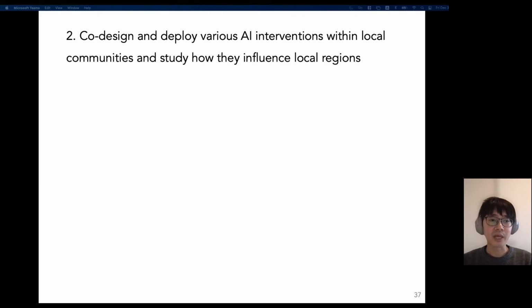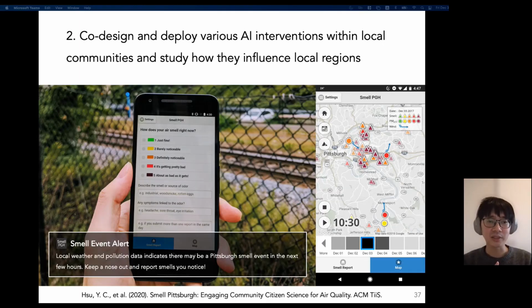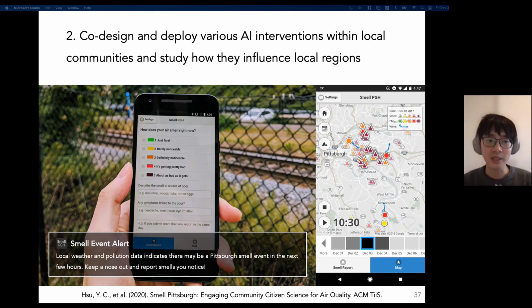The second thing is, I believe we can evaluate AI interventions, and then we can study their impact on local regions. So for example, I study the impact of push notifications that I send to local people. So this is somehow also the same. It's an empirical finding and then some qualitative analysis about how AI systems can engage people in citizen science research.